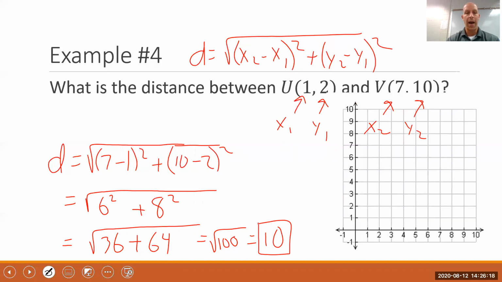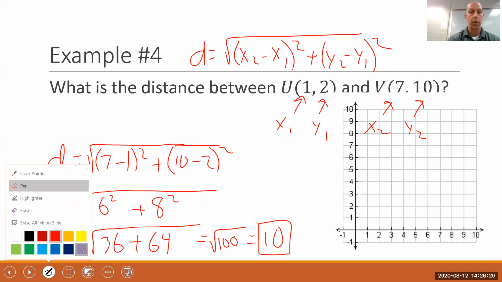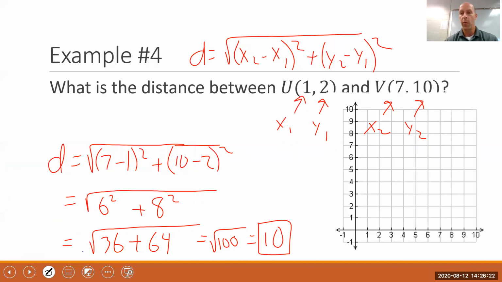If we want to graph this, just to give us an idea of what that would look like graphically, our first point is at 1, 2, so we come over 1 and go up 2, that'd be right there. Our second point is at 7, 10, which is way up here. If we draw the line between those two points, the distance between them is 10.